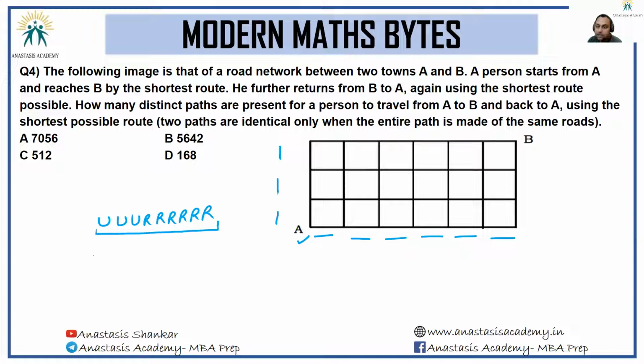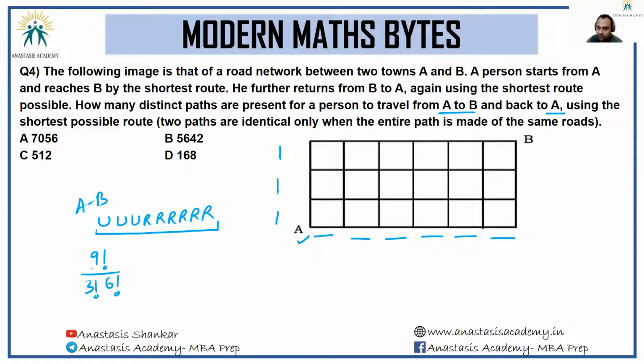Anytime these are rearranged, you are getting a new route altogether. So in how many ways can these be rearranged? 9 factorial by 3 factorial, 6 factorial. And this is only the path from A to B. The question was asking me from A to B and back. So this entire thing will also get squared.